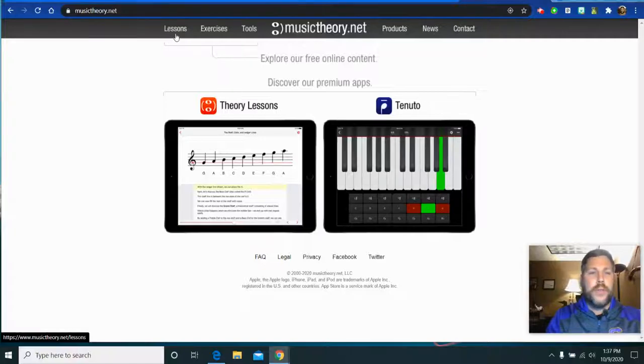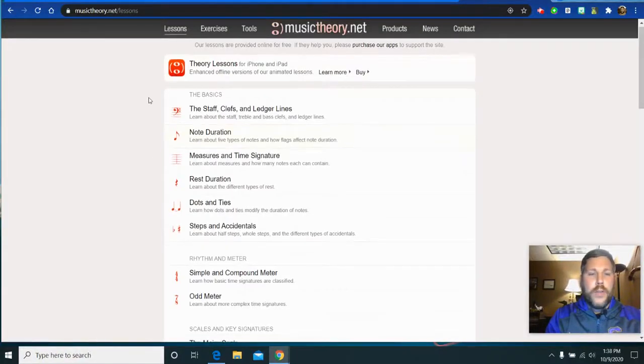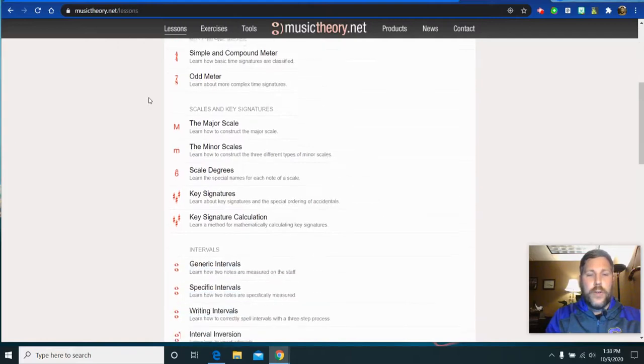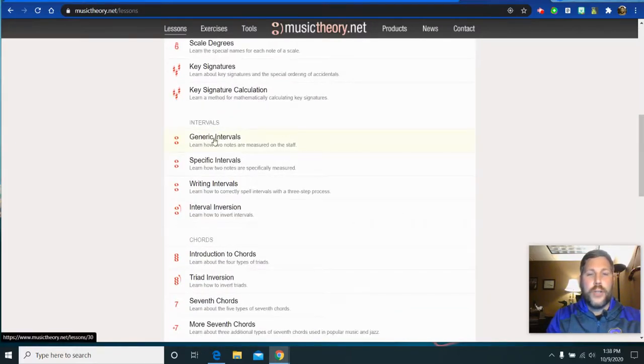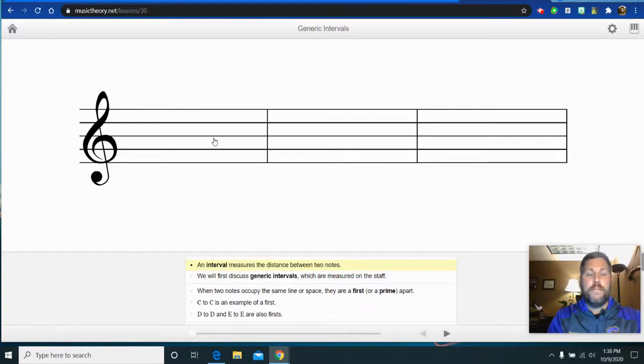First lesson we're going to do is on musictheory.net. So we're going to go under lessons and scroll down. First one we're going to do is just generic intervals. So that's where we're going to start.